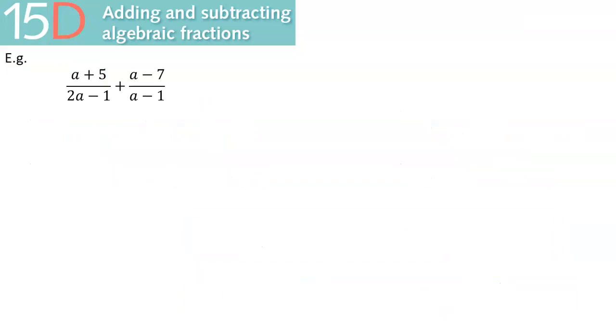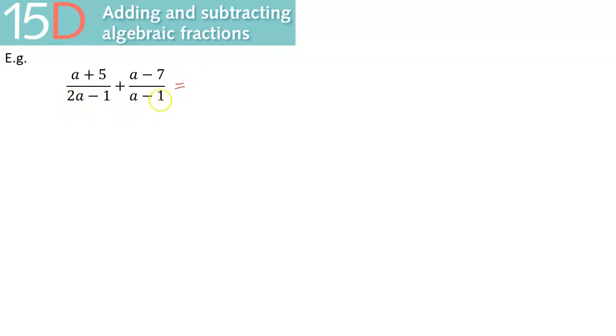So we can also get algebraic fractions that don't just have numbers in the numerator, but have algebraic expressions in both the numerator and the denominator. And to add these together, we do exactly the same as we've done before. We just need to be careful with our brackets.